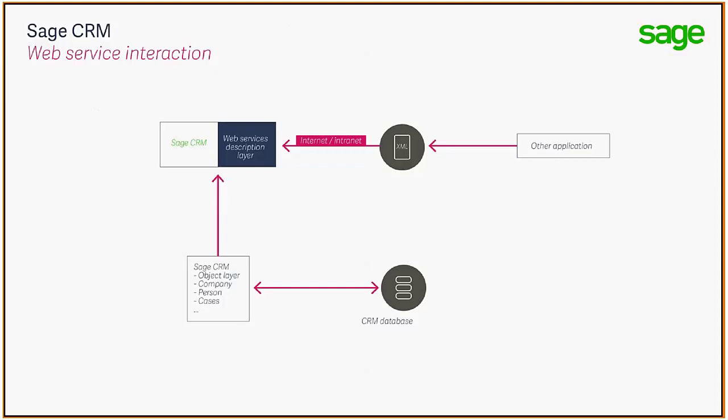SOAP works on the basis of passing the message in the form of an XML document to an endpoint. So you pass this XML package, which contains the details of the request and any parameters that are needed in the form of XML, and that is sent to an endpoint within Sage CRM. Now, the web endpoint has to receive the message in a structure that corresponds to its expected format, and that format for the message is described in terms of the web services description layer, sometimes known as the WSDL.